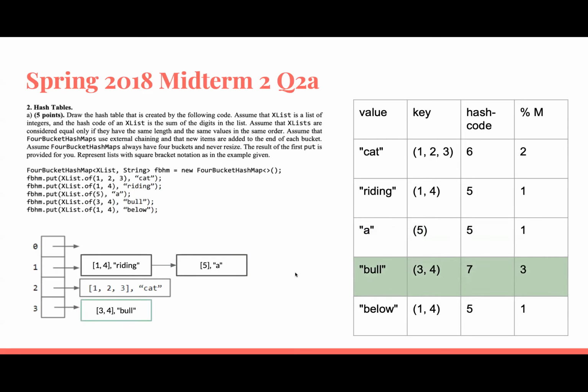The next value we have is bool with the key 3, 4. 3 + 4 is 7, and 7 mod 4 is 3. So it was inserted in index 3.